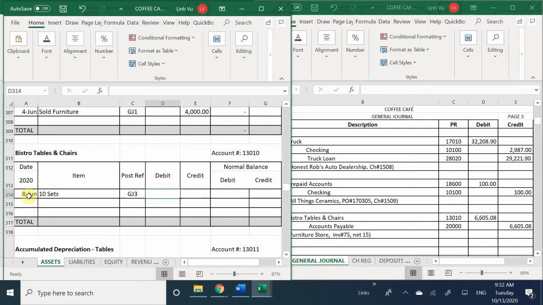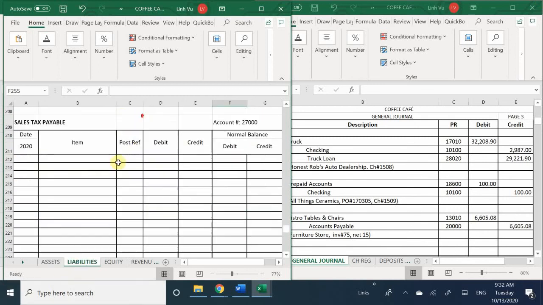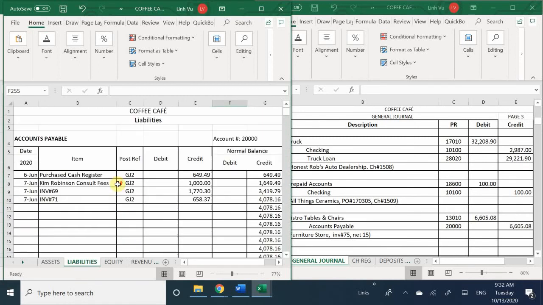My debit's going to be for the 660508. Okay. And because it's the start of my table, my normal balance should be the 660508. Okay. And then because we've also placed it on account, now we get to increase our liabilities, right? We get to increase our accounts payable.